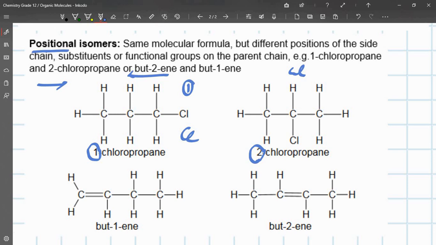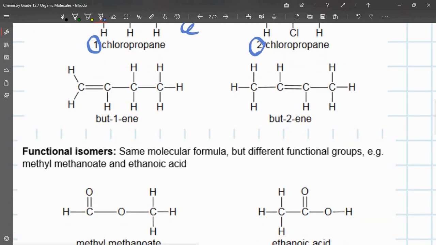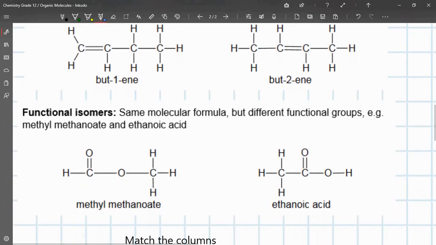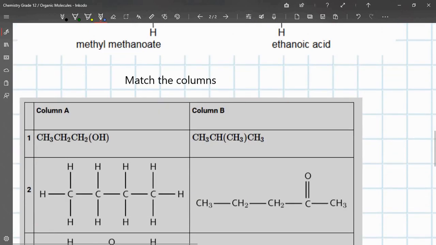Okay. Finally, the last type is functional isomers. They have the same molecular formula but different functional groups. Example is methyl methanoate and ethanoic acid. Remember we said that your carboxyl group with a COOH can be quite similar to an ester, and this is an example of that, right? Okay, so we'll just do an example now of what isomers are.